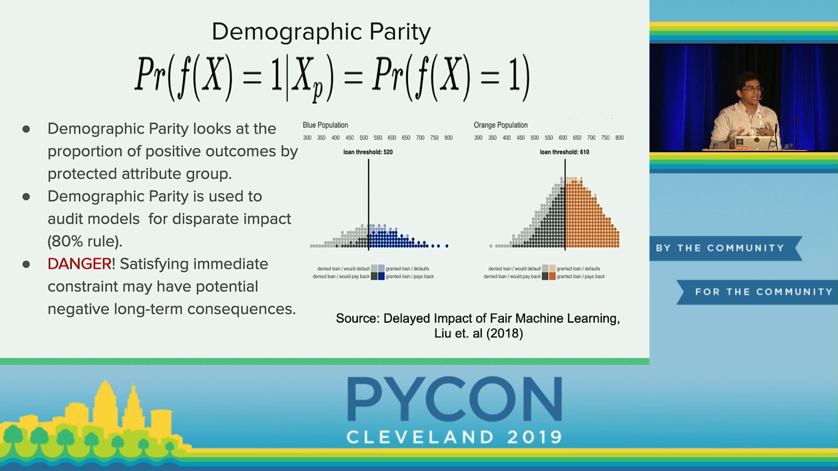And the thing about this is, that sounds nice. If we're a bank, you have to balance out the number of loans you give to different populations. The thing is you can satisfy that immediate constraint, but not really think about the long-term consequences of your actions. This is a paper by researchers out of UC Berkeley, Delayed Impact of Fair Machine Learning, where they show that if you do this balance for demographic parity, so you give the same percentage of loans to people in the orange population and people in the blue population, you're giving a lot more loans to people in the blue population who would then default on that loan. As a result, their credit score goes down, and the overall credit score distribution for the blue population goes down as well. So if you just think about satisfying that immediate constraint of making the positive outcomes equal, then you could harm them in the long run.